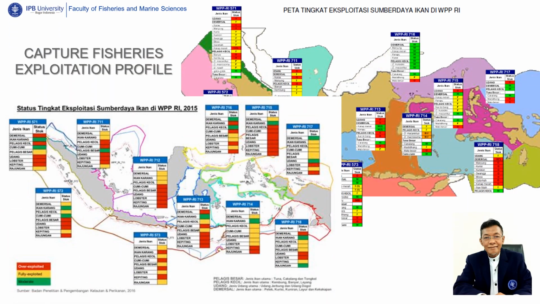This slide only illustrates that the current fishing grounds are mostly exposed to overfishing, with the red color. This shows that the conservation concept must be integrated with the management of capture fisheries, so that this red status becomes yellow and even green.